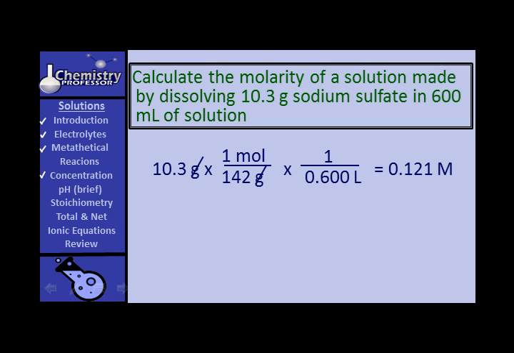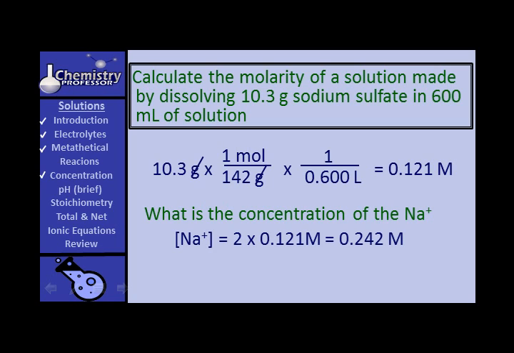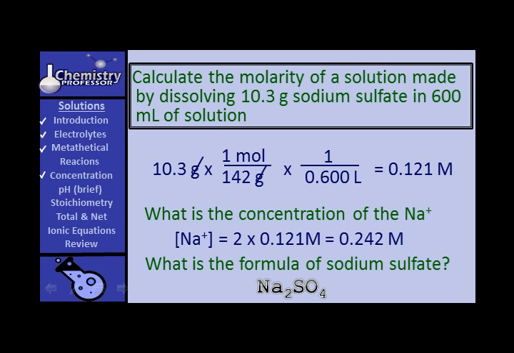Now, it's simple enough to do this. You take the grams, convert it to moles, and then find moles per liter, and that's your molarity. But what if we ask, what is the concentration of the sodium ion? Well, the concentration of the sodium ion is twice 0.121 molar. So the concentration of the sodium ion is 0.242 molar. Why? Well, you've got to know the formula of sodium sulfate. And the formula of sodium sulfate is Na2SO4. That's also how you get 142 grams when you add up 2 sodiums, 1 sulfur, and 4 oxygens.